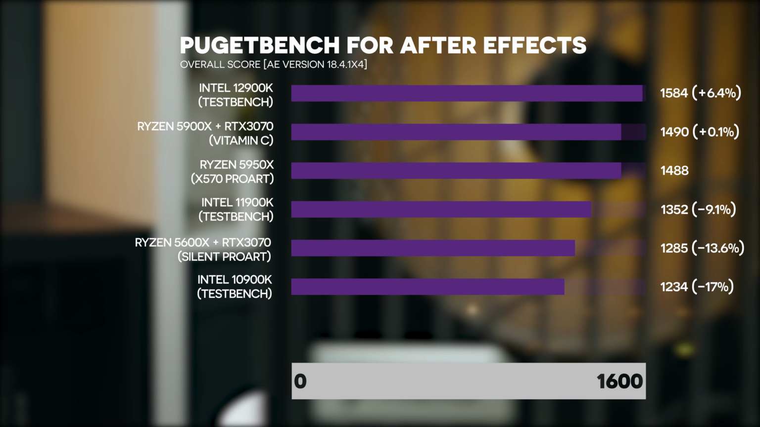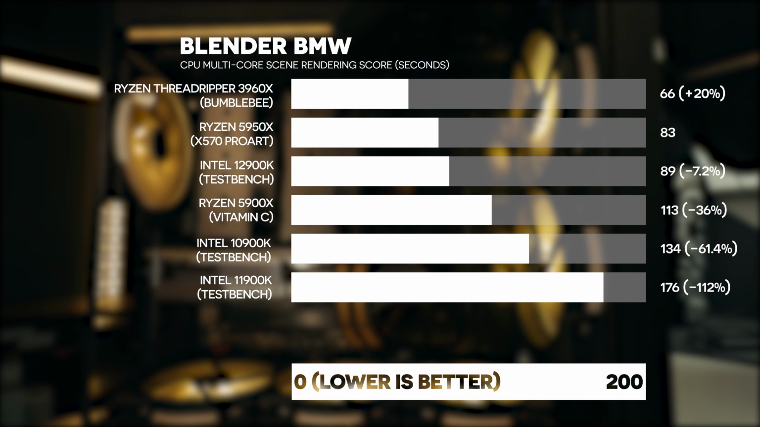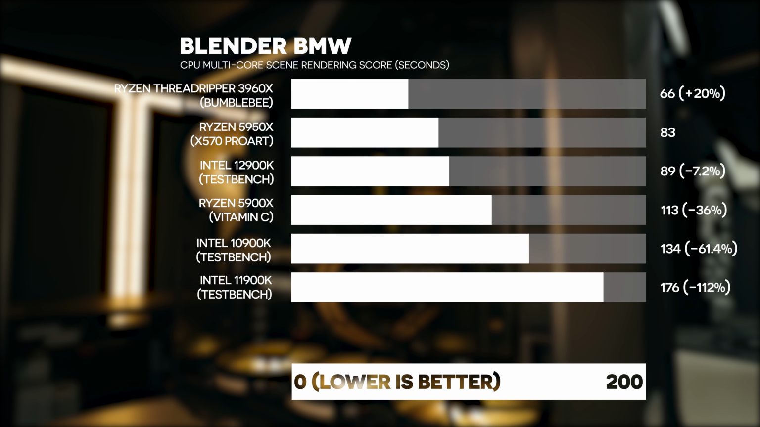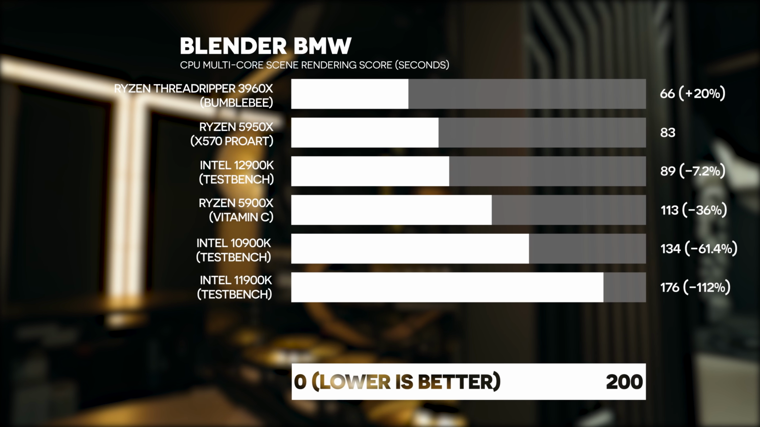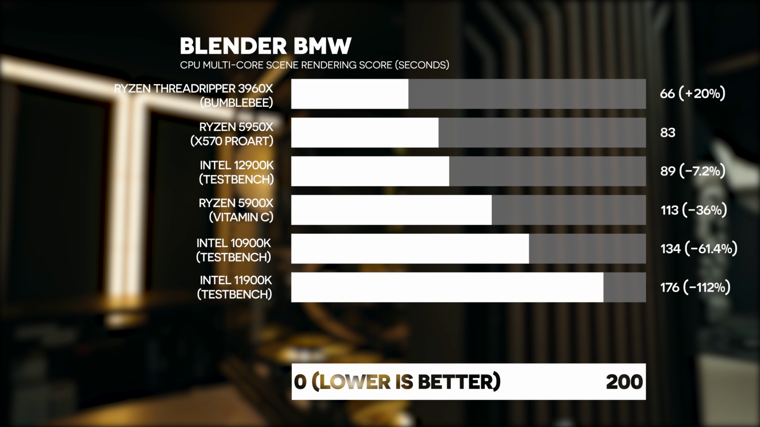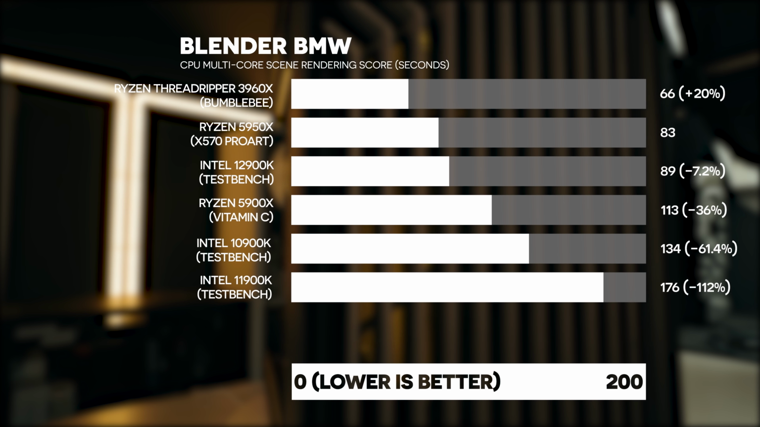Moving on to CPU rendering. In Blender, we have two benchmarks over here. We're going to start with the shorter rendering benchmark, which is the BMW scene. Looking at the 5950X, this is the top of the charts, and we are 7.2% faster than the 12900K. Now, the one step down 5900X 12 core of this CPU, we are 36% faster.